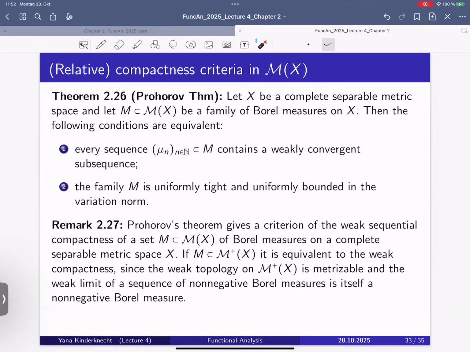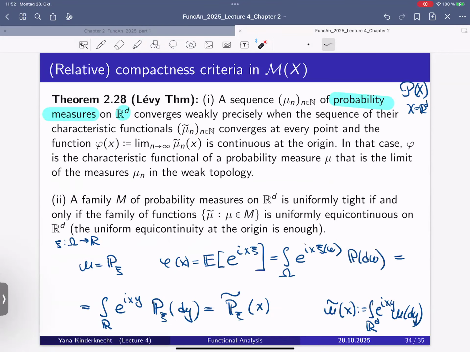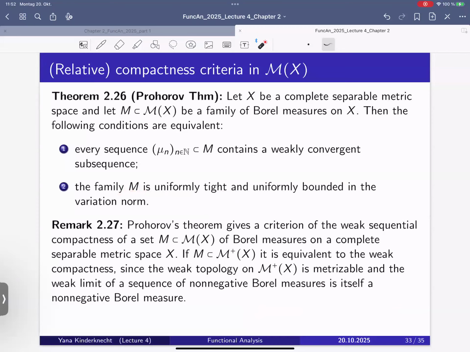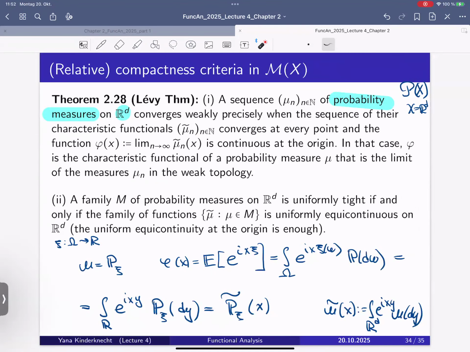So the statement is that in this special case of R^d and probability measures, instead of considering uniform tightness of this set, and yes, if we consider not just a set but a sequence, so the set is just a sequence, we may consider instead characteristic functionals or Fourier transforms of these measures. The criterion is that the sequence of characteristic functions converges at every point, and the limit function is continuous at the origin. If so, then this limit function is itself a characteristic function of a probability measure, and this probability measure is exactly the limit of the sequence of measures in the weak topology. So again, Fourier transforms are very important.